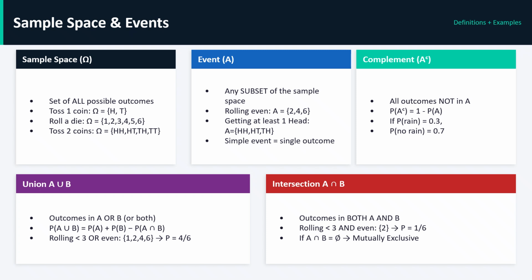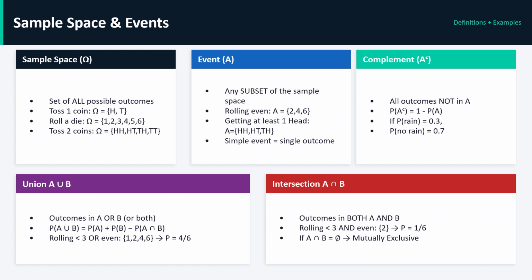Now, complementary event. A complementary event of an event will consist of outcomes that are not in the actual event. That is, probability of A complement is equal to 1 minus probability of A. If probability of rain is 0.3, in that case, probability of no rain will be 1 minus 0.3, which will be equal to 0.7.